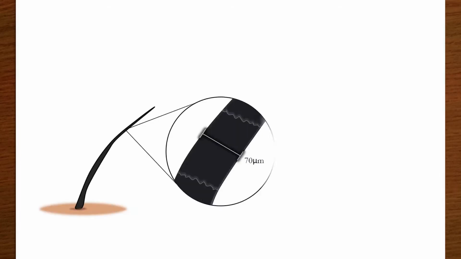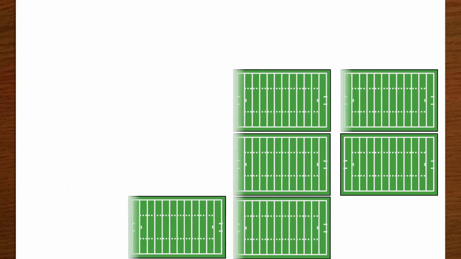To get a sense of scale, these images are looking at objects that are over 70,000 times smaller than the width of a human hair. That's like comparing the size of a penny to the length of not one, but 14 total football fields.